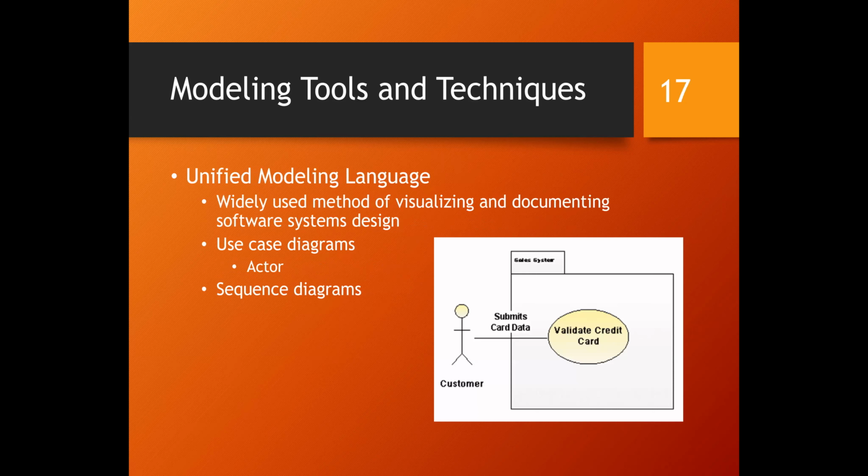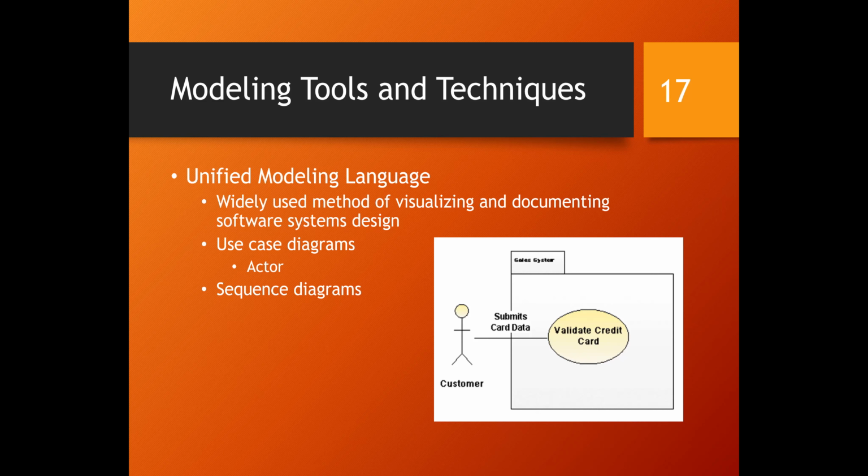The next thing is UML, Unified Modeling Language. We use this method for visualizing and documenting software system design. Somebody who prefers to use object-oriented methods may use UML as well. For this one, we use use case diagrams, and then we have the actor of that use case, and then we have a sequence diagram.